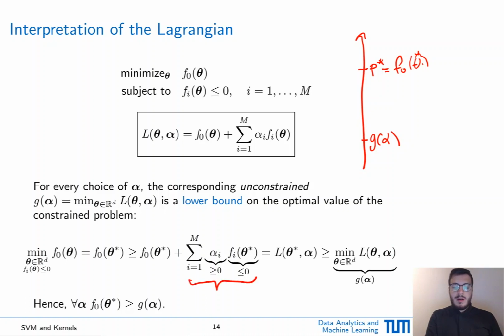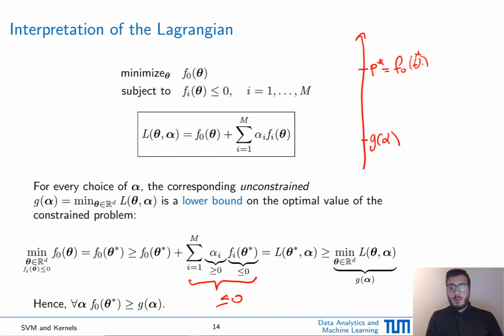So basically this whole sum is less than or equal to 0, because we multiply something which is greater than or equal to 0 with something which is smaller than or equal to 0, which gives us something which is smaller than or equal to 0, and if we sum those up, we get something which is smaller than or equal to 0. So then we know that f of 0 of theta star plus this term has to be smaller, because we're adding a smaller number, than f of 0 of theta star. So we know already that this value is a lower bound on p star.